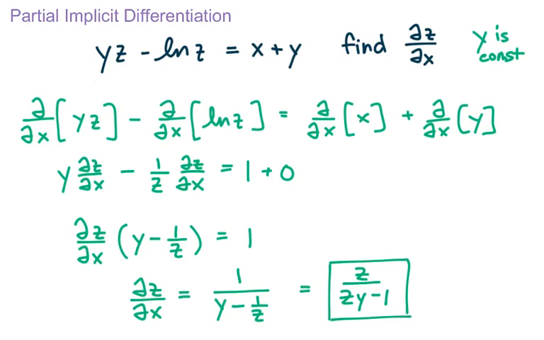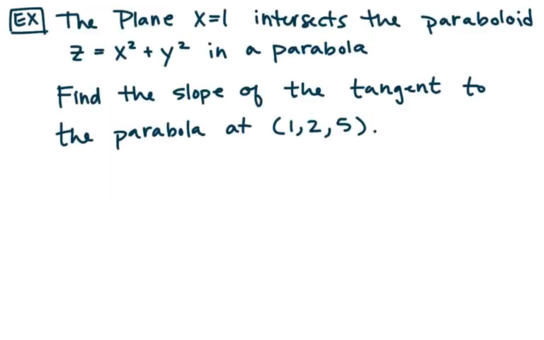All right, let's look at another example. For this example, we're dealing with a paraboloid, z equals x squared plus y squared. And we have a plane, x equals 1, intersecting this paraboloid and creating a parabola. So we want to find the slope of the tangent to the parabola at this point, running along that plane where x equals 1.